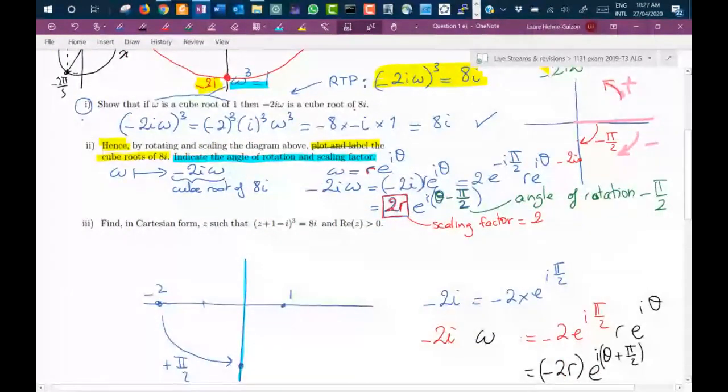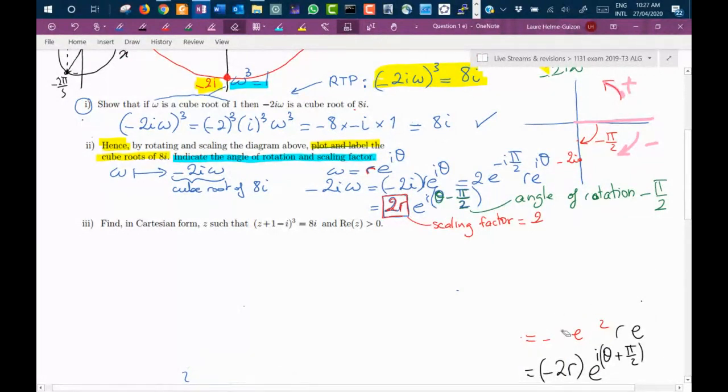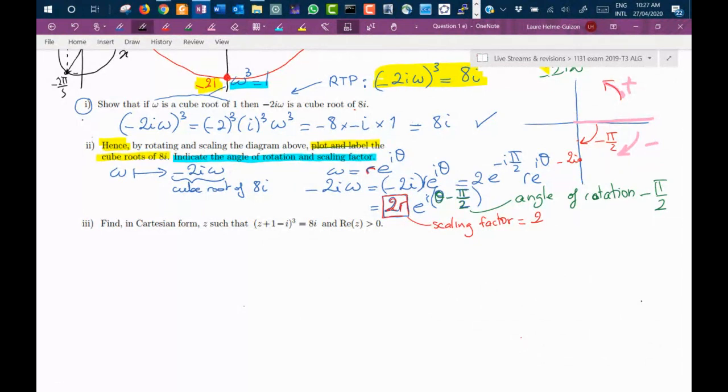Right, so let's move on to the last question. We can clear this up. Explanation for the question. So we want to find z such that when you cube z plus 1 minus i, you get 8i. What can you tell me about z plus 1 minus i? Can be in plain English. This equality tells you what?